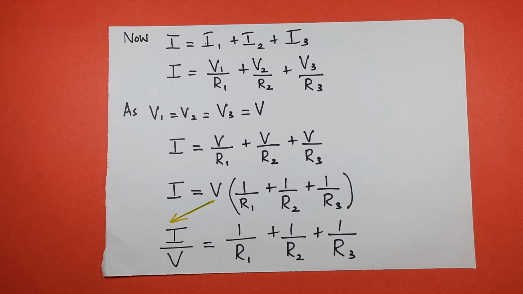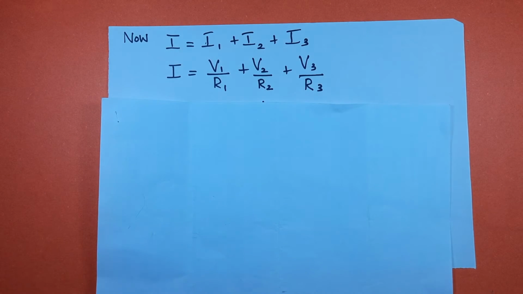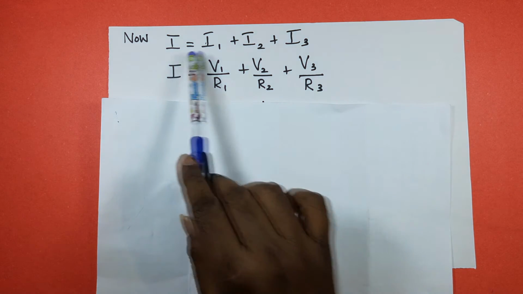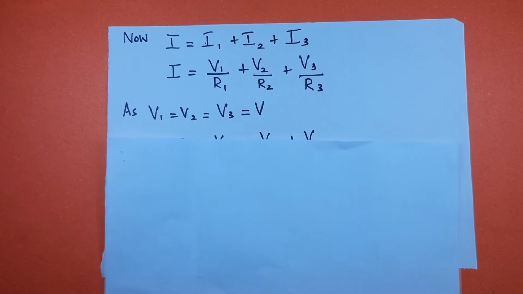Now, I is nothing but the source current. I equal to I1 plus I2 plus I3. Just substitute values for I1, I2, I3. So I can write I equal to V1 by R1 plus V2 by R2 plus V3 by R3.